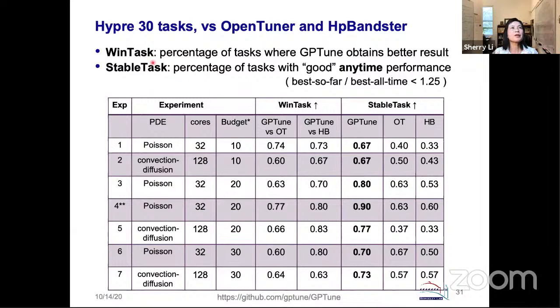And then the first metric we want to look at is the win task, the percentage of tasks where GPTune obtains better results than the other tuners. So there are two comparisons. One is compared to OpenTuner, one is compared to HyperBand. Compared to OpenTuner, across the board, over 60%, 70% of the time, GPTune is doing better. And similarly, compared to HyperBand, sometimes over 80% of the time we are doing better. So this is a very reassuring result.